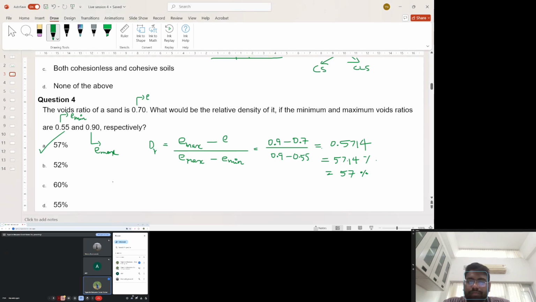Hope it is clear now, right? Yeah, people tend to get confused. E max corresponds to the loosest state and e min corresponds to the densest state. Please do not get confused here.